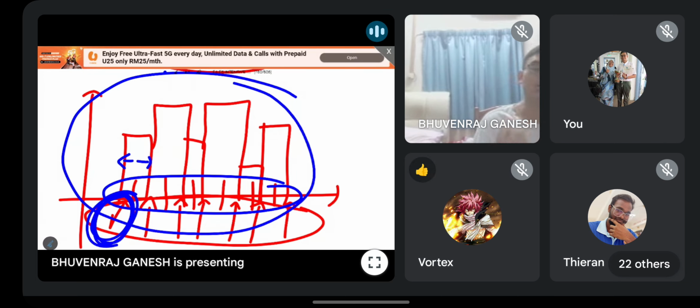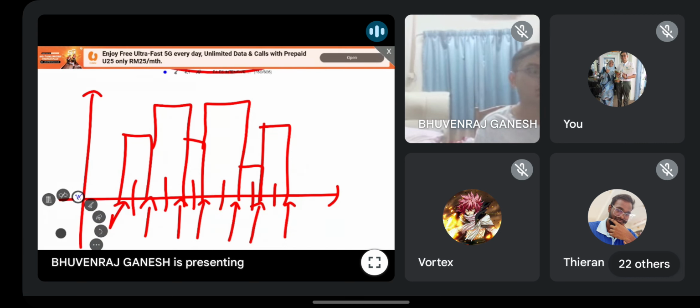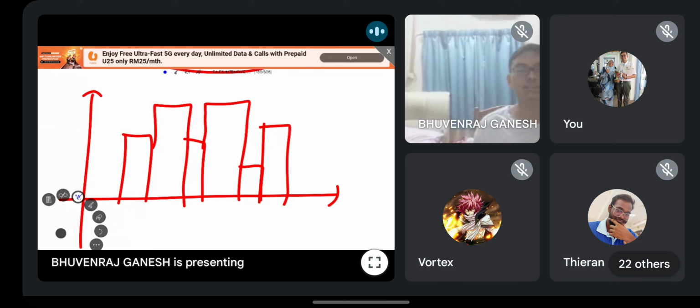Okay, so this is how we draw a histogram, guys. But now a bit more complicated. Kalau soalan suruh combine histogram tambah frequency polygon, they want to draw all in one diagram. So how? So I show you here. Okay, so bila suruh lukis frequency polygon, midpoint will be important.